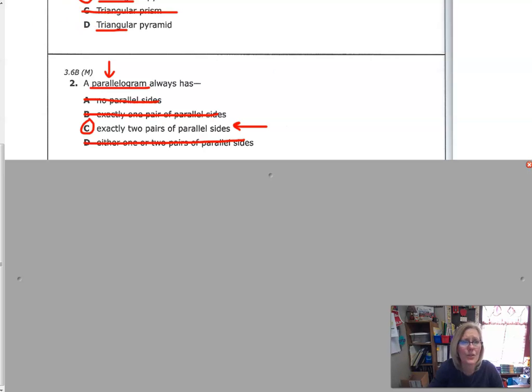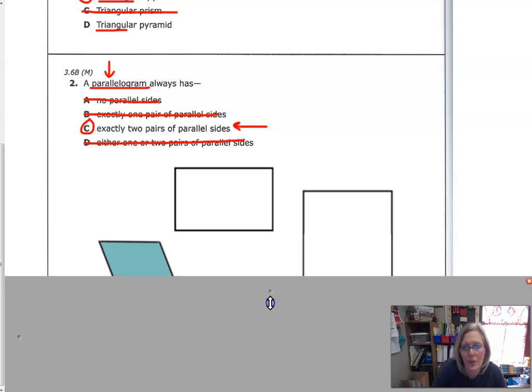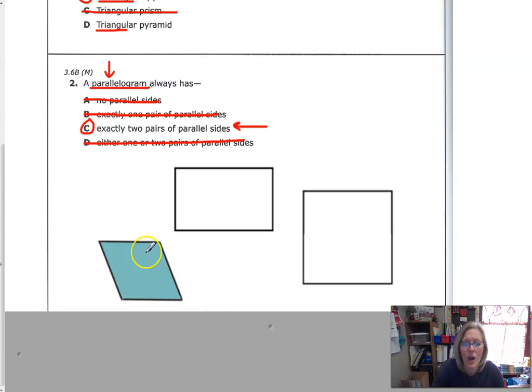I wanted to show you some more things that can have the name parallelogram though. If you look, a rhombus can be a parallelogram because its top and bottom are parallel, its left and right are parallel.